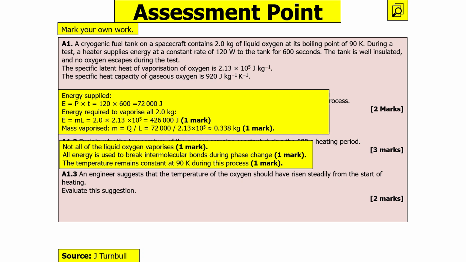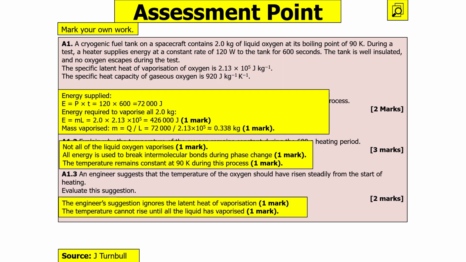Now, not all of the liquid oxygen will vaporize. All energy therefore is being used to break intermolecular forces of attraction or bonds during this phase change, so the temperature remains constant at 90 Kelvin during this process. Finally, the engineer's suggestion ignores the latent heat of vaporization. The temperature cannot rise until all of the liquid has fully vaporized.